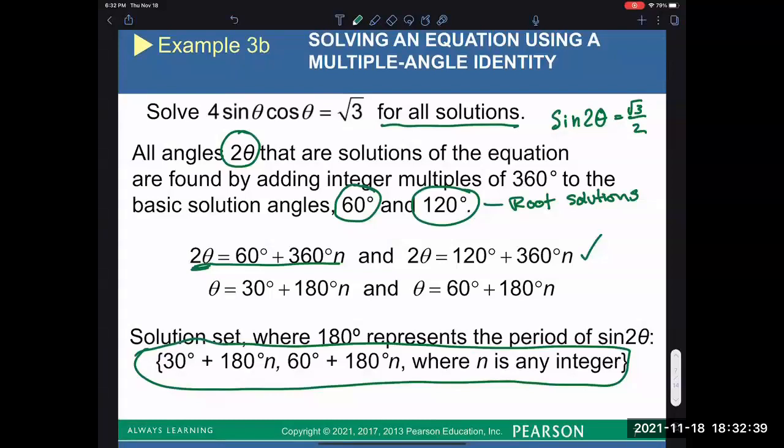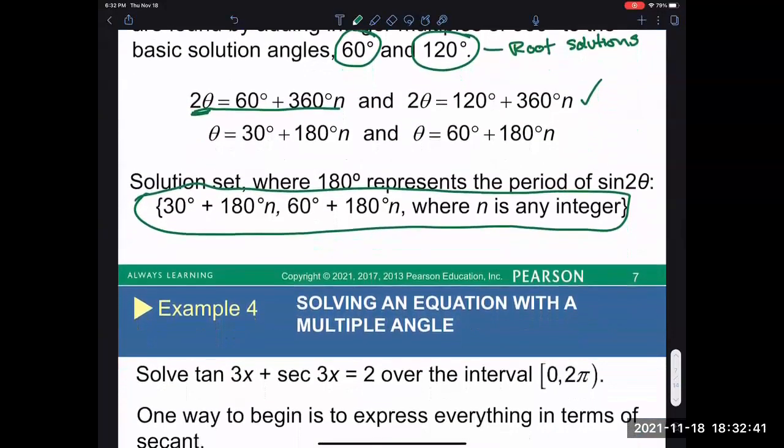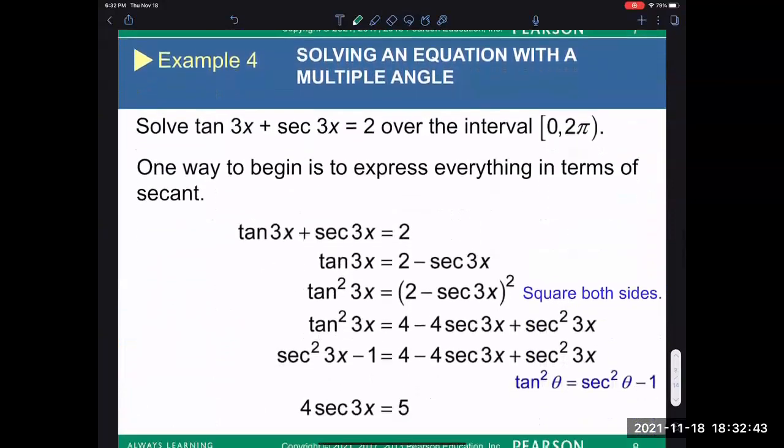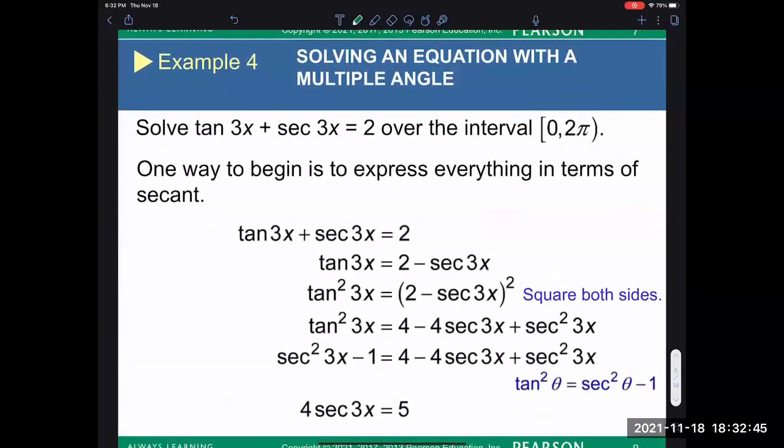All right, let's see if we can take a look at one fresh example. In example 4, we have kind of an ugly looking equation here, just to give my own personal opinion. We have tan of 3x plus secant of 3x equals 2. And we want to solve this over the interval from 0 to 2 pi for x.